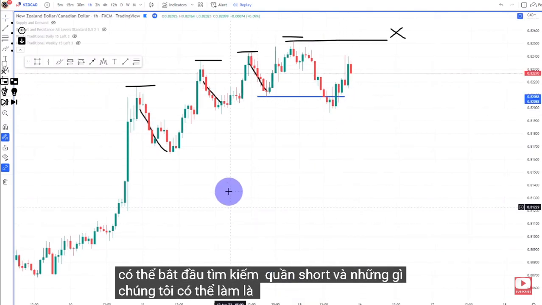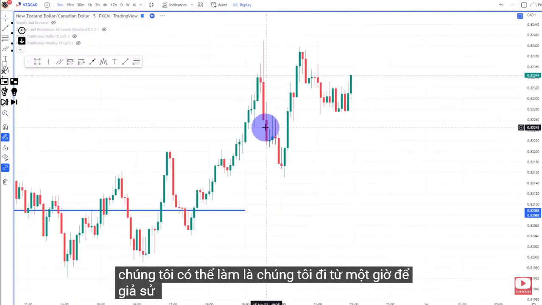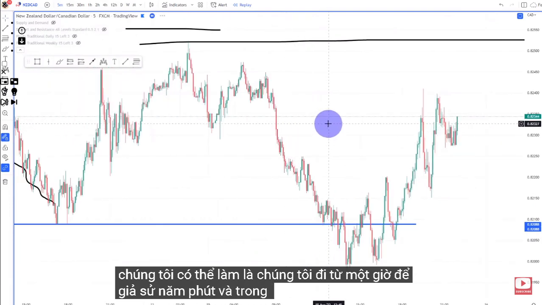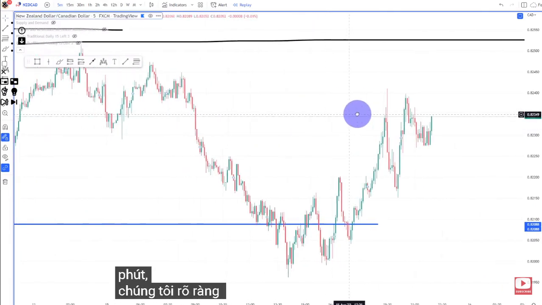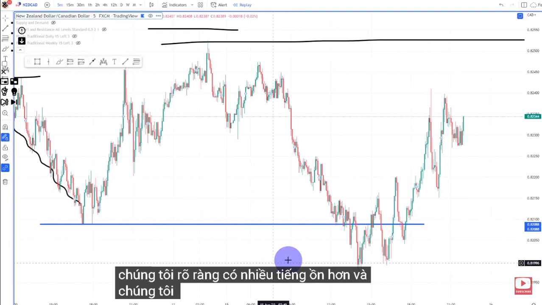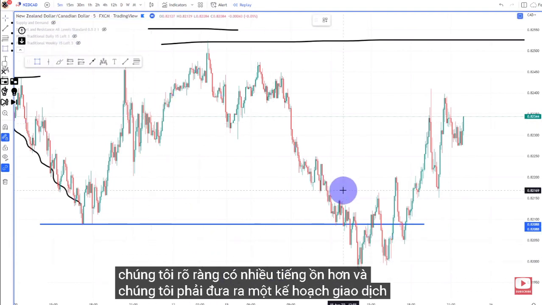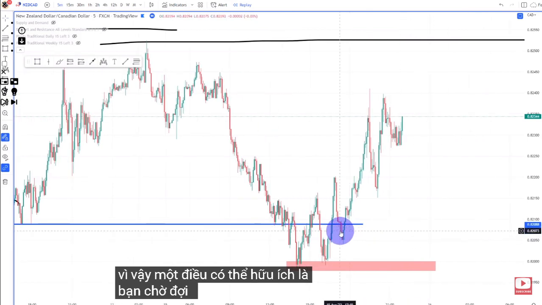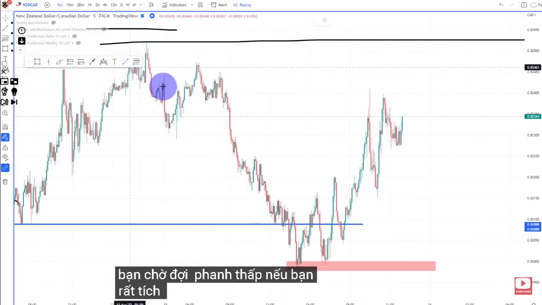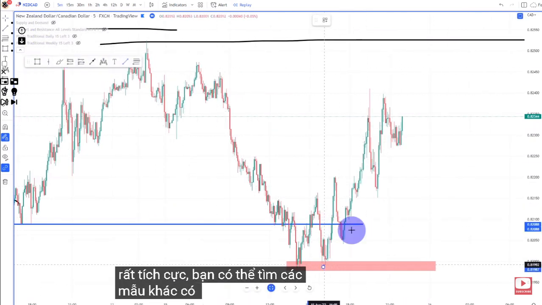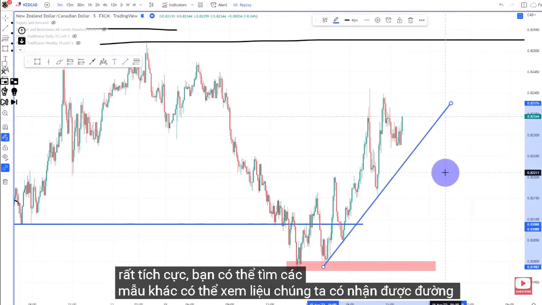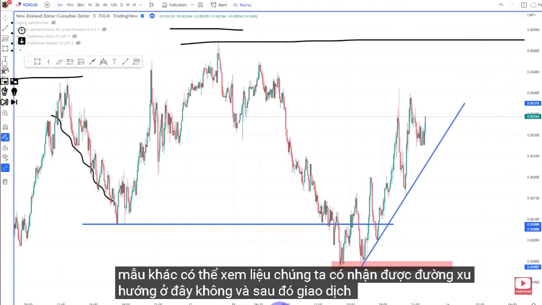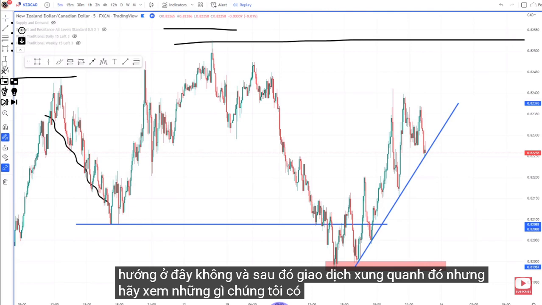And what we could do is we go from 1 hour to, let's say, 5 minutes. And on the 5 minute, we have obviously a lot more noise, and we have to come up with a trading plan. So one thing that could be helpful is you wait for the low break. If you are very aggressive, you could look for other patterns. Maybe see if we get a trend line here and then trade around that. But let's see what we have.